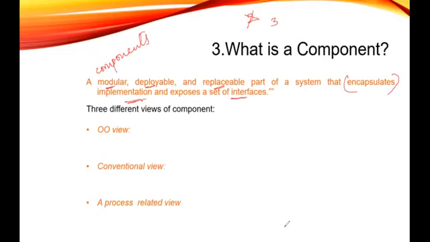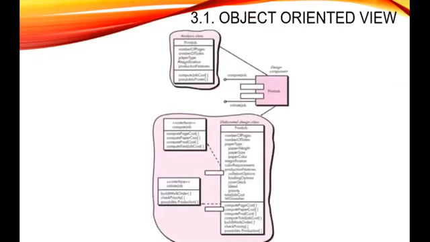It is a modular, deployable, replaceable part of the system. Now you have got 3 different views of the component. The first view is the object-oriented view. In this, a component is going to contain a set of collaborating classes. Now, what are collaborating classes? Collaborating classes means classes that are going to communicate. Those are your collaborating classes. So within the object-oriented view, the first point is that it is going to have a set of collaborating classes. You're going to have classes that are going to communicate.